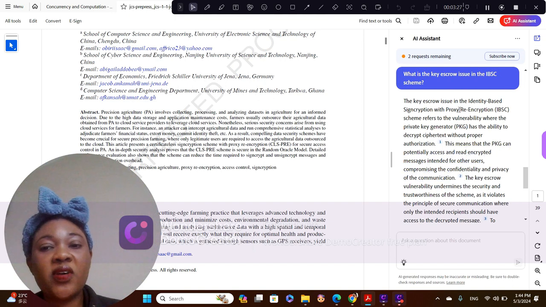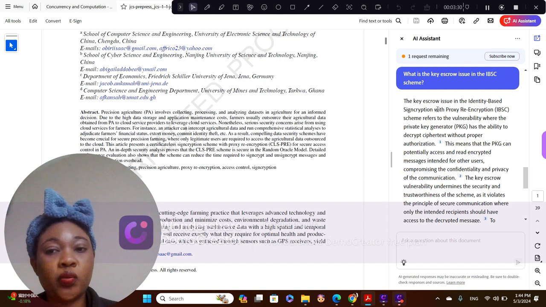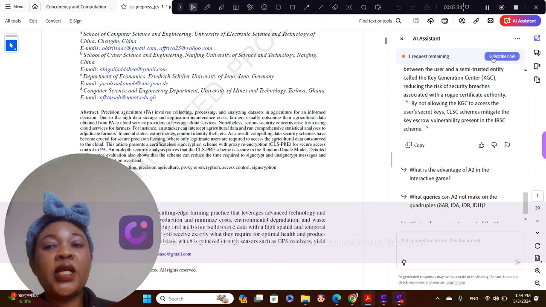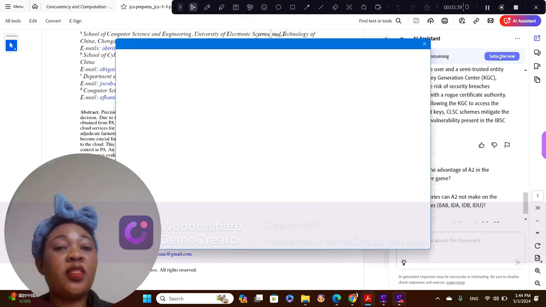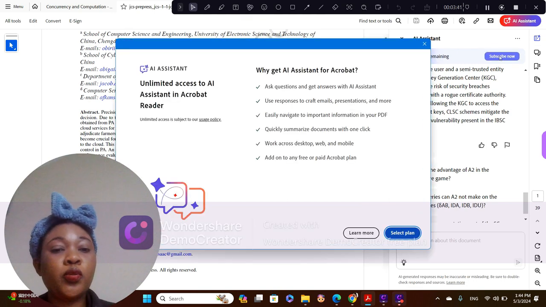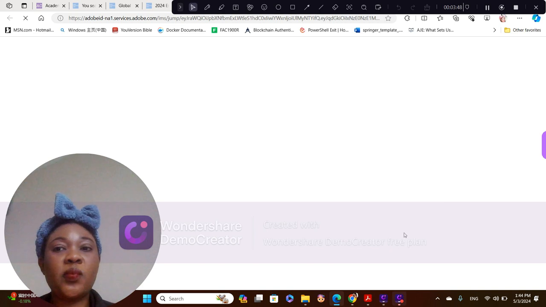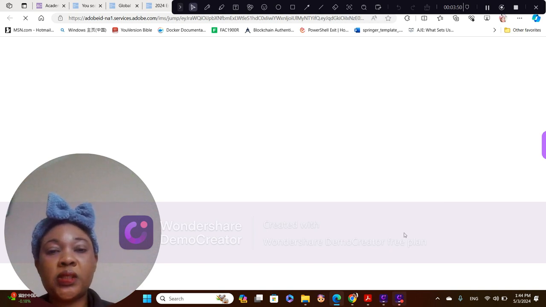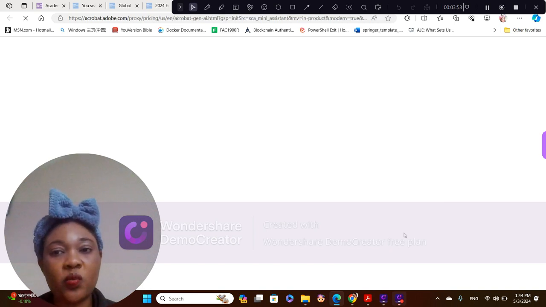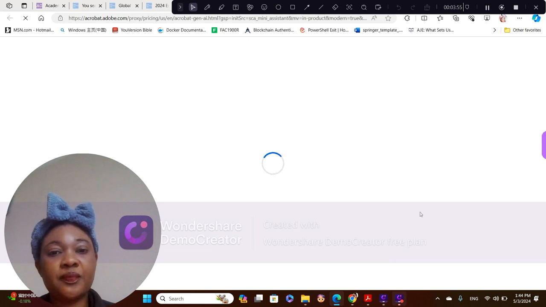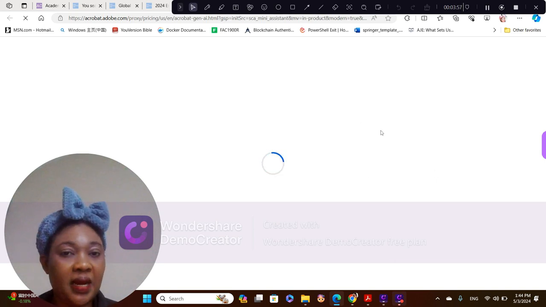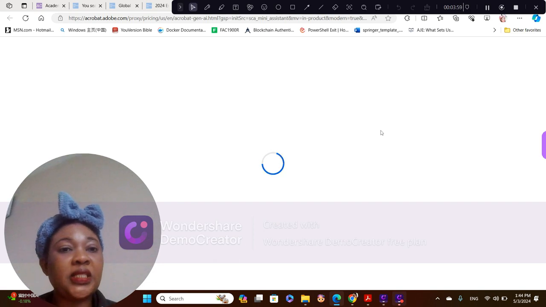Yeah, so here it gave us the issue with the key escrow in identity based encryption, and we can see that we have only a few requests, right? It gives us only a few chances. So if you want to use it further, you need to subscribe to a plan. I don't know the pricing, but there are prices attached to them.